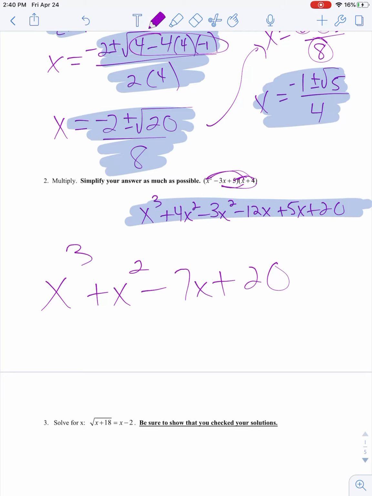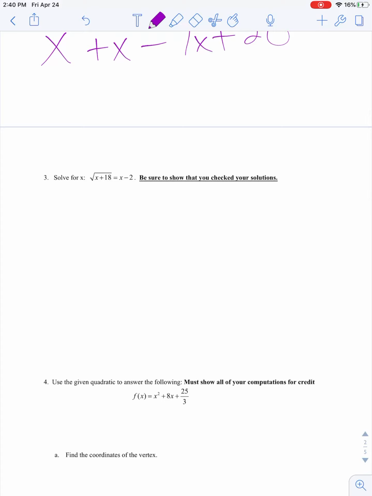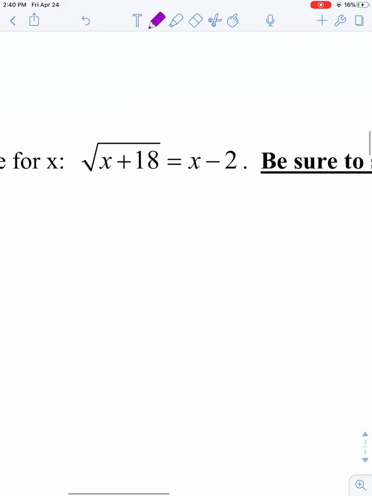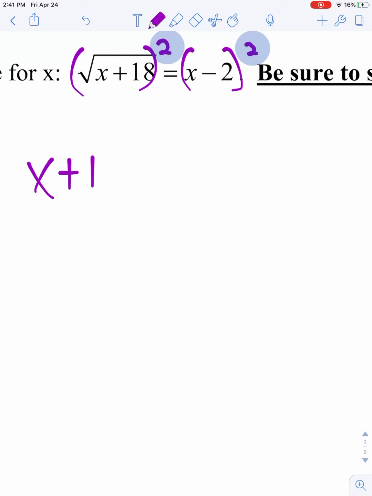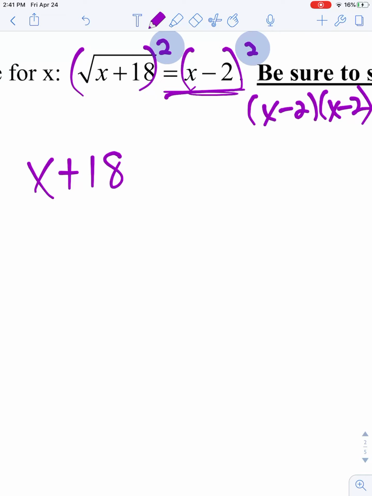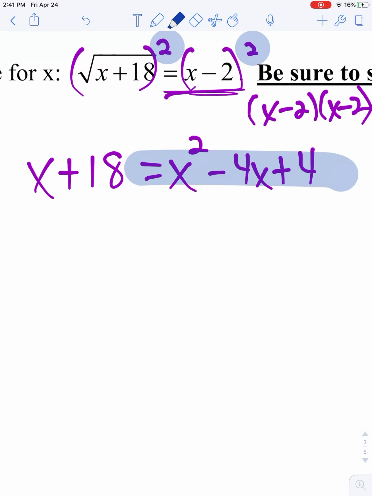Number 3. So number 3 is going to be a long one, and you have to check your solutions. So remember, to undo the radical, you have to square. You have to show those steps right there. That's a point for squaring both sides. So we're going to get x plus 18. Remember, you have to write out that twice and FOIL. It is not x squared plus 4. So you FOIL it all out, and this is what you get. That's going to be another point. You got to get that far.